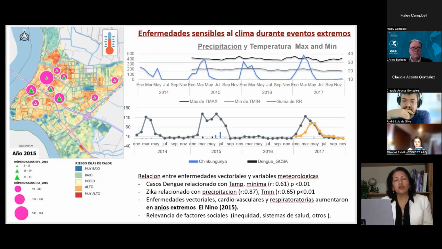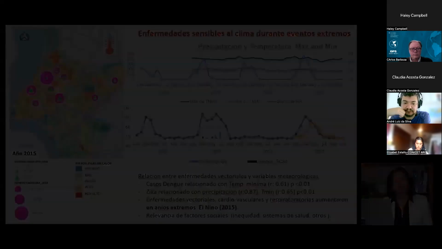What have we found? That dengue cases are related to minimum temperatures. When temperature increases, dengue cases also increase. Zika is also related to variations in rainfall and temperatures. And cardiovascular and respiratory disease also increase during some periods, for example in extreme years such as the El Niño of 2010 and 2015. All of this relevance of factors helps us identify systems of inequity and social or biophysical vulnerability, so we can then undertake and design health or health promotion programs.